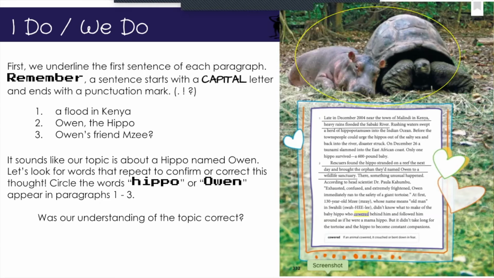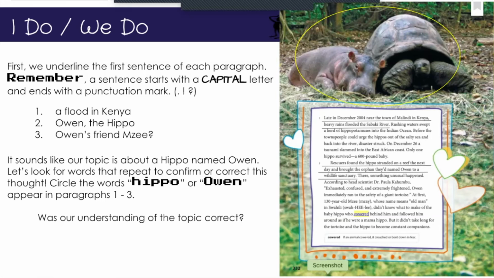And if we continue reading paragraph 3, I know then that paragraph 3 is talking to me about Owen's friendship with Mzee. The graphic features on the 2 pages also show me photos of Owen the hippo and Mzee the giant tortoise hanging out together. I've circled the one on the first page for you. Make sure you annotate both photographs because they could be important with helping you understand your comprehension.